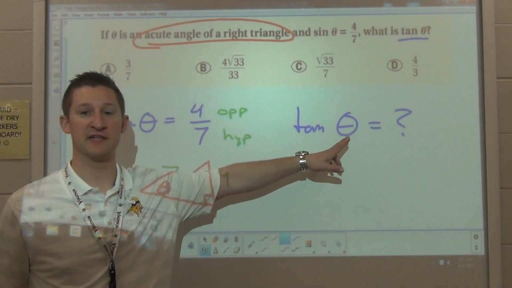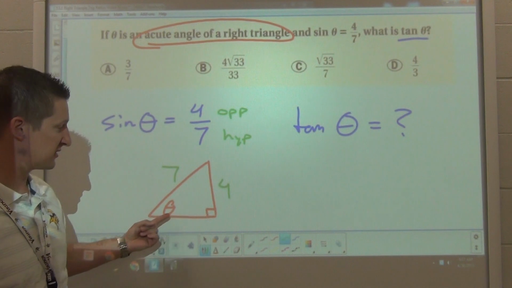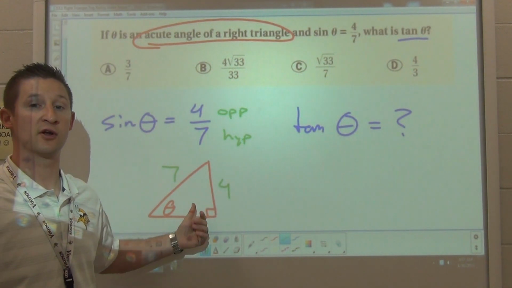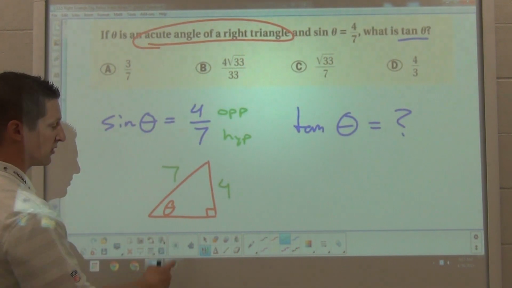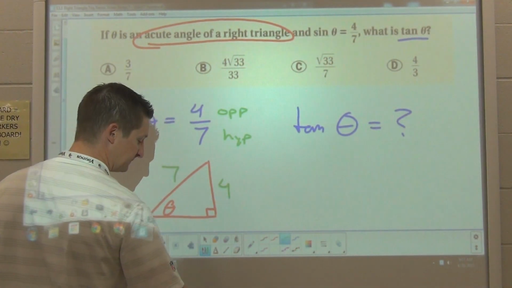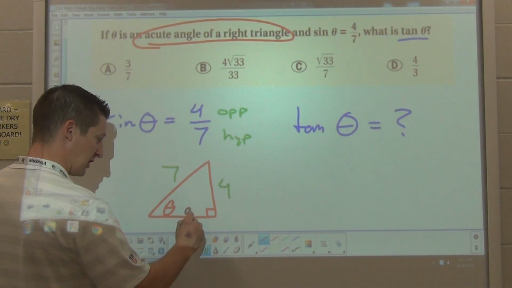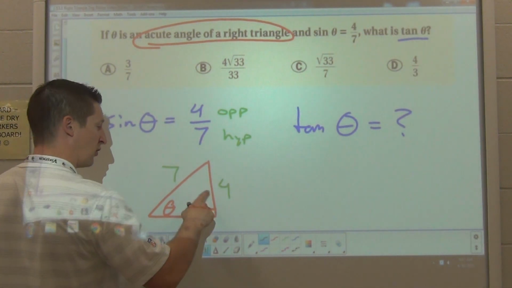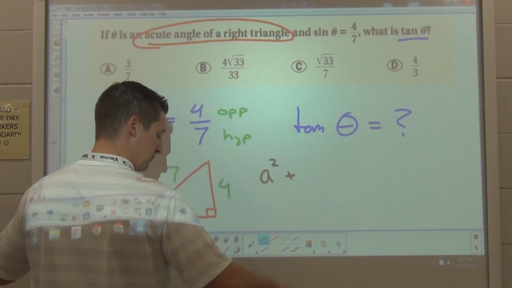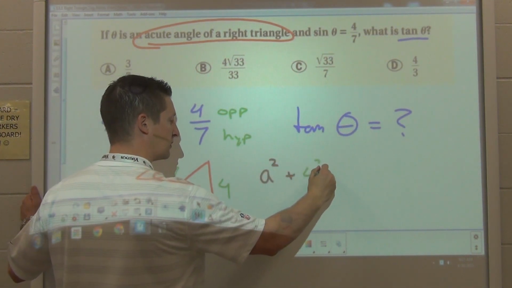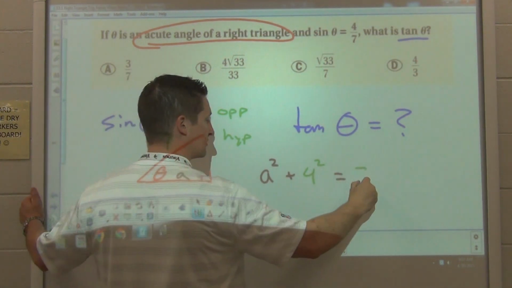Well, if I'm looking for the tangent of theta, I need to know the opposite side, which I do, and then it's going to go over the adjacent side. Oh, what's the adjacent side? I don't know yet, but the Pythagorean Theorem will help me figure this out. So, in order to find the adjacent side, we'll call him A for adjacent. I'm going to use my Pythagorean Theorem and say that A squared plus B squared equals C squared. Well, that's my hypotenuse.